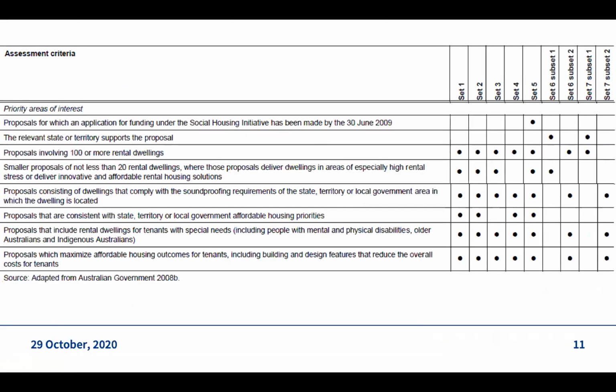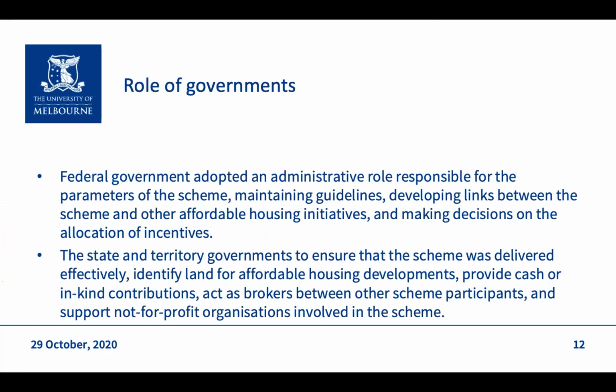Then also it had to meet the priorities of states. Since the proposal was to be made through states, it had to meet their requirements before it became a proposal for the federal government to look at. So there were two layers of governments involved here.